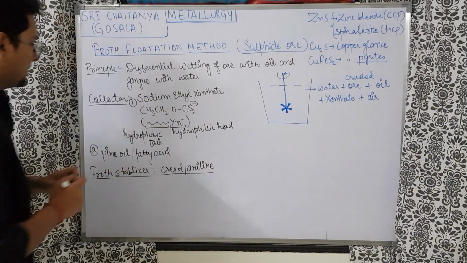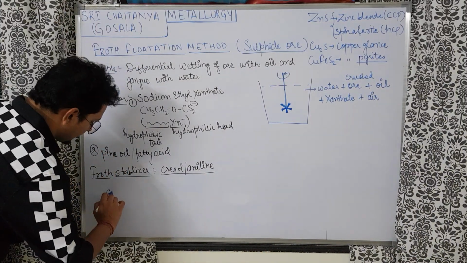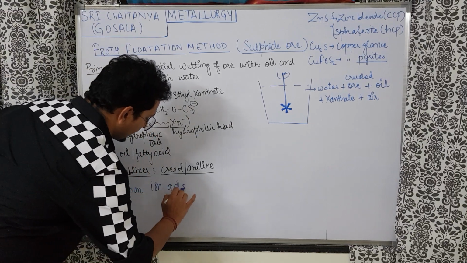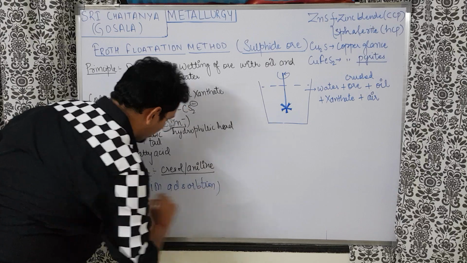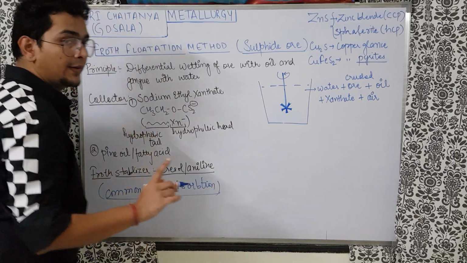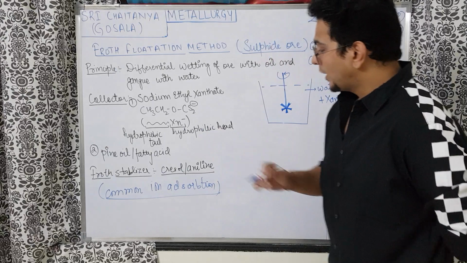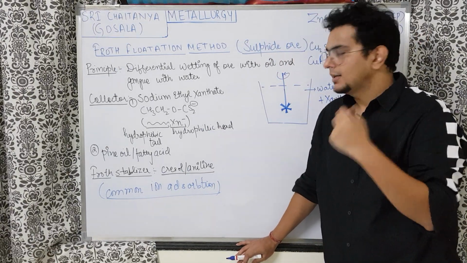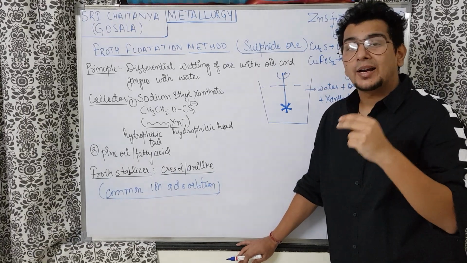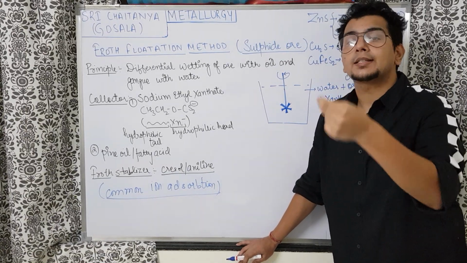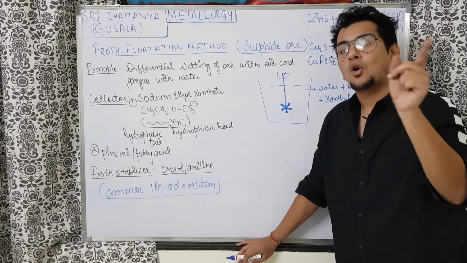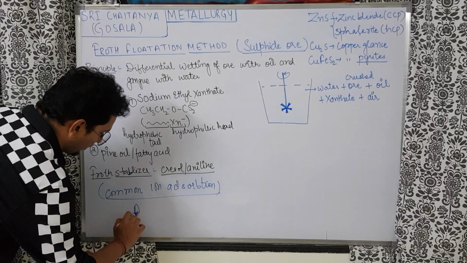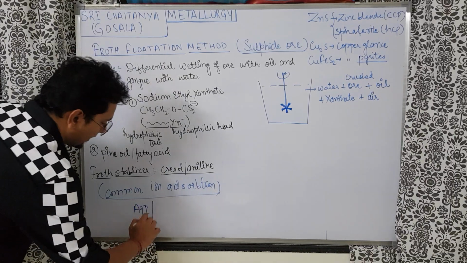So here, what is the major thing that you have to understand? You need one thing from the surface chemistry chapter, that is common ion adsorption. Not the common ion effect, it is common ion adsorption. What does it mean? Simple here. If you have a surface of a compound, and the compound gets a chance to adsorb something on the surface, to stick something on the surface, it prefers the common ion.